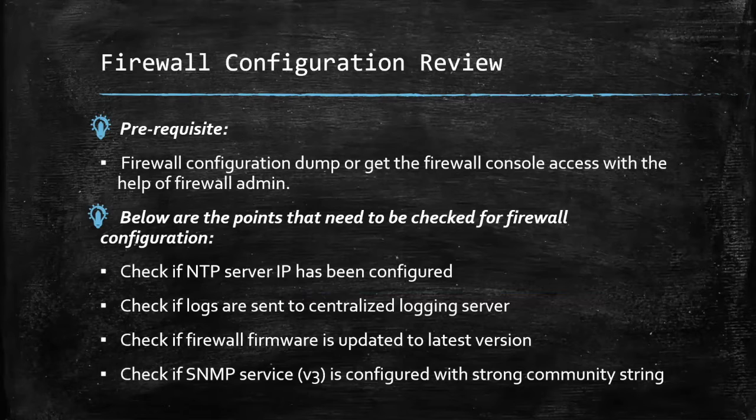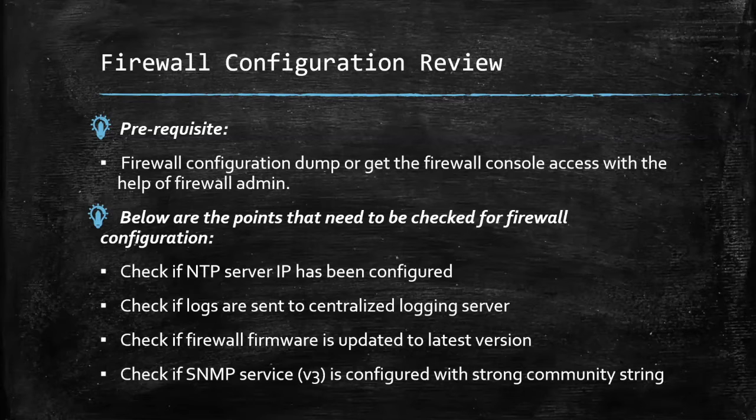So whenever you're doing a manual configuration review, the point to consider is the prerequisite: what data you can get from the team. For the configuration review, you can get a firewall configuration dump. If you don't get a dump, you can get firewall console access with the help of a firewall admin. So what are the major pointers to check when you're doing a firewall configuration review?